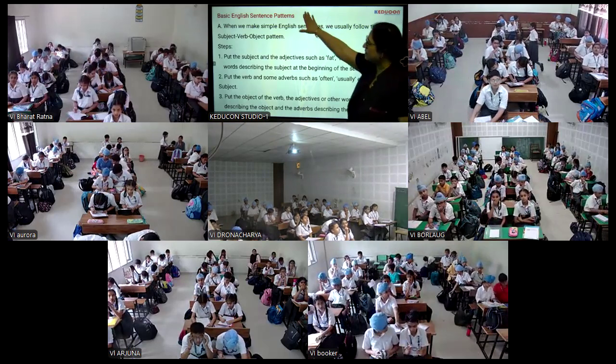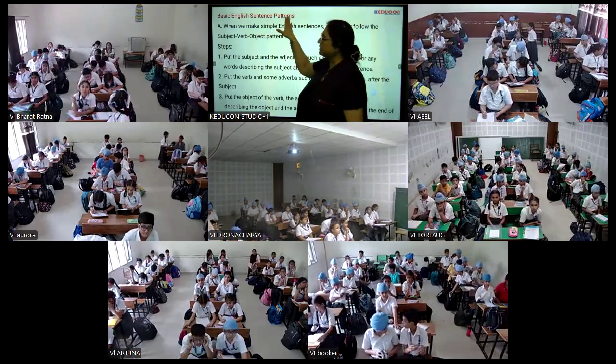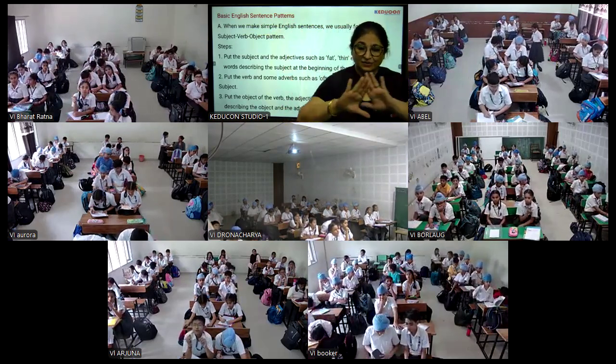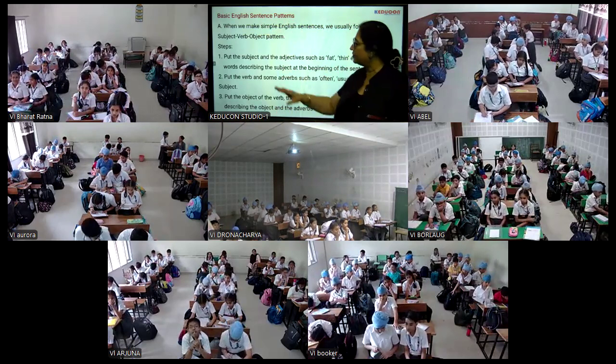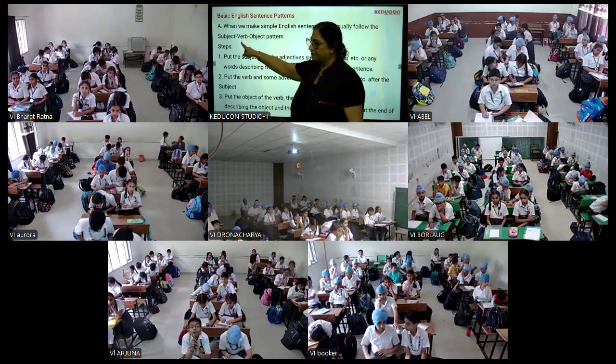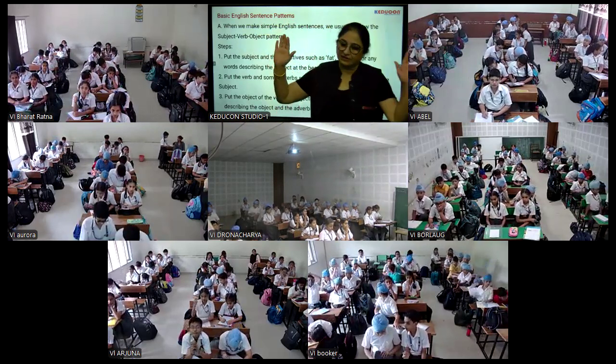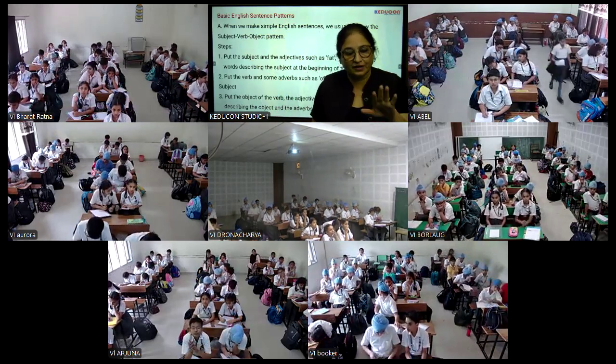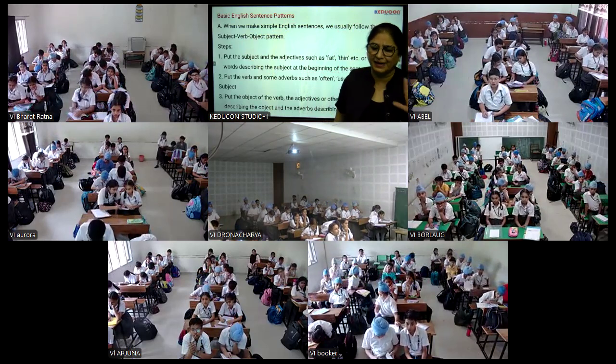Now see, this is the basic English sentence pattern. All English sentences have this basic pattern. This is the way they are made. First, we have a subject, then we have a verb, then we have an object. That's it. So in these sentences also, you have to arrange the things in the same manner.